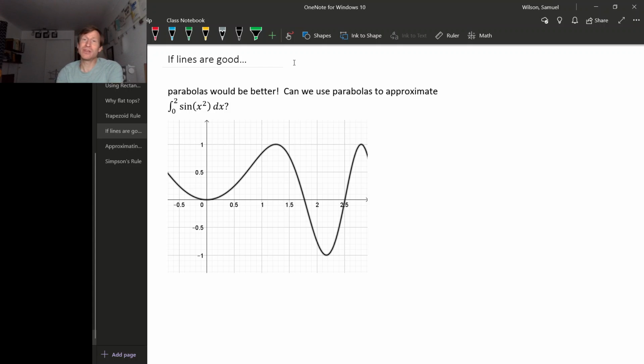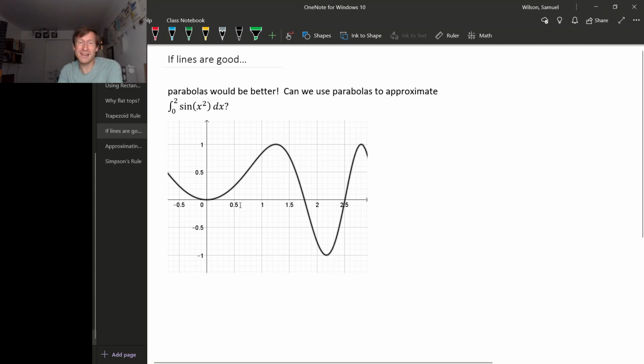We've seen how we can use constant functions to approximate an integral, and that was the right hand, left hand, and midpoint rule for approximating integrals. And we also saw how we can approximate a function with straight lines on each subinterval, and that gives us the trapezoid rule. But if using lines is better, since trapezoids are better than left or right endpoints, then surely parabolas would be better than even lines.